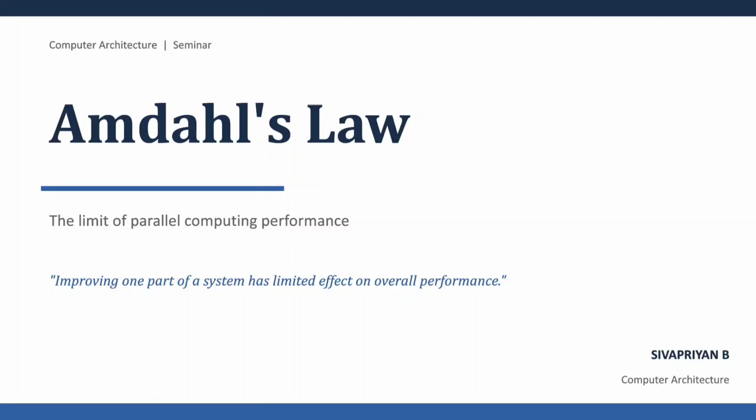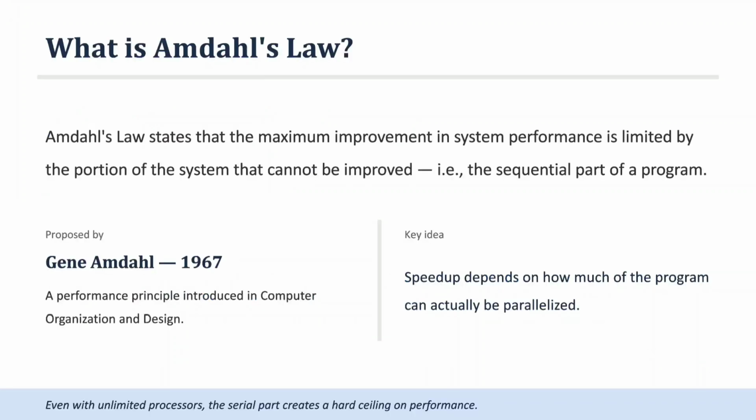Today we are going to see about Amdahl's law, the limit of parallel computing performance. What is Amdahl's law? Amdahl's law states that the maximum improvement in the system performance is limited by the portion of the system that cannot be improved, which is the sequential part of the program. It was proposed by John Amdahl in 1967.